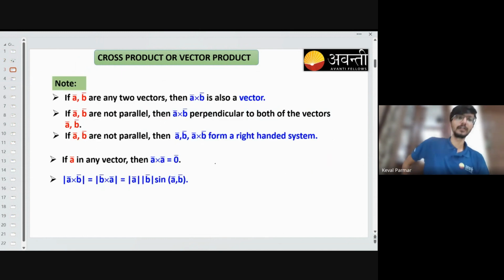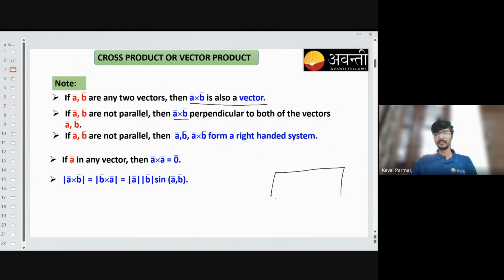These are some note points. Let us read one by one. First is, if A vector and B vector are any two vectors, then A bar cross B bar is also a vector, because it is a vector product. If A vector and B vector are not parallel, then A vector cross B vector is perpendicular to both the vectors A and B. Let me explain this.